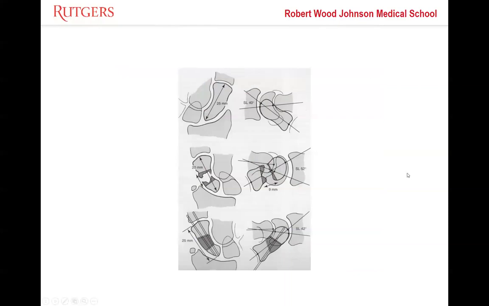So here's just an example of what's happening with those non-unions, how it flexes down and shortens. And you can see on the bottom how big that piece of graft needs to be to reestablish the height of the scaphoid. Any comments on that, Jane?